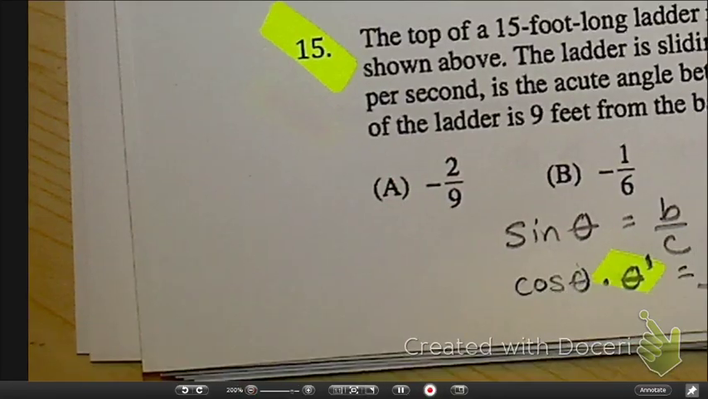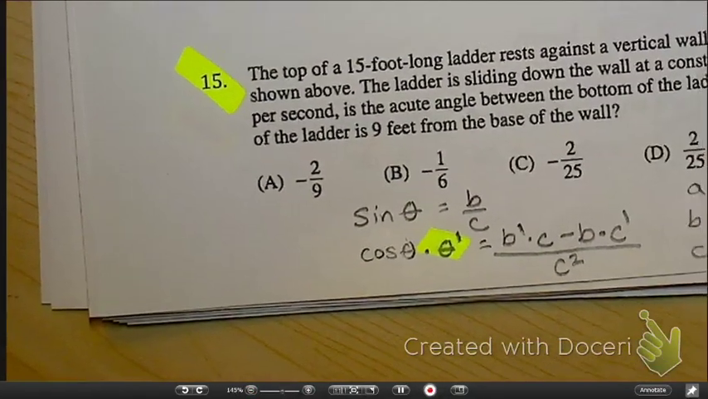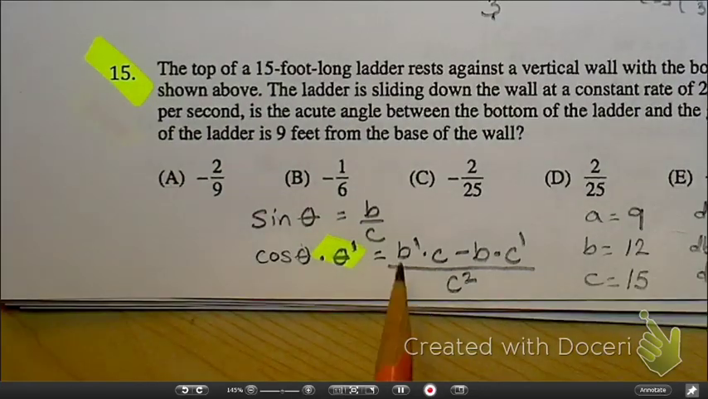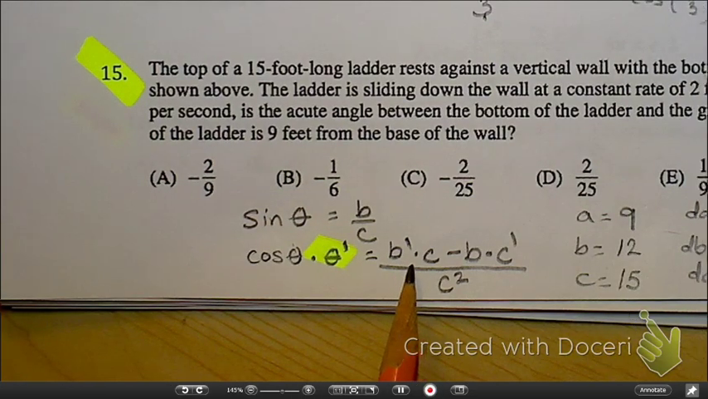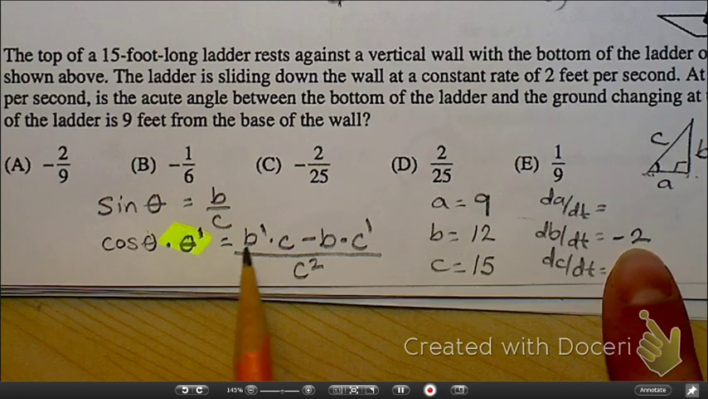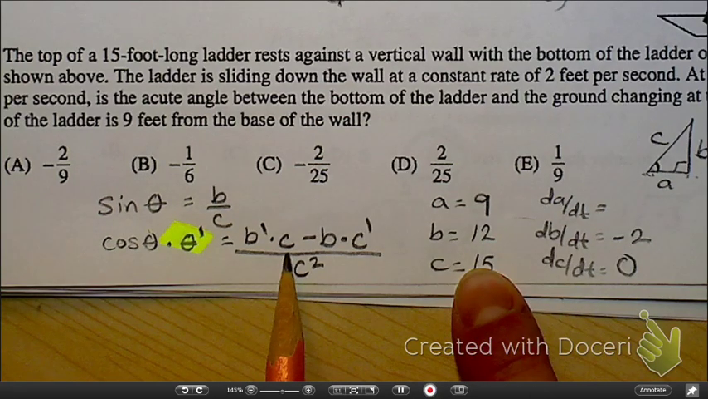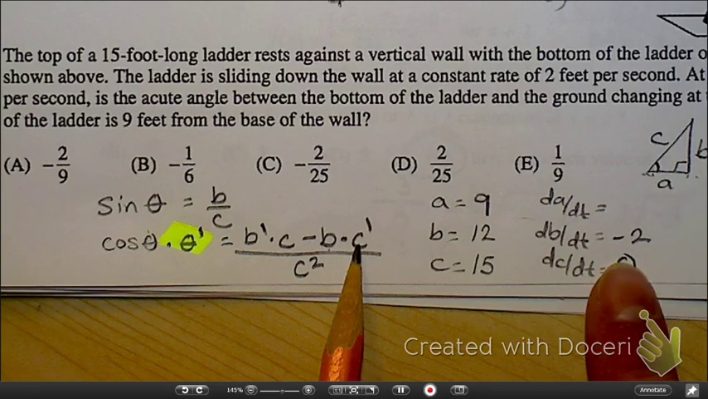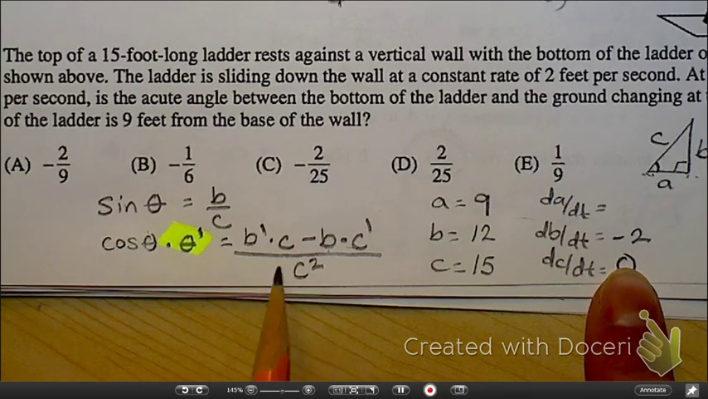All right, we need to know a couple things in order to be able to plug them into this equation. I need to know what b prime is. So we know that b prime is -2. I know that c is 15. I know that b is 12. And I know that c prime is 0. So I'm going to plug all of those things in on the right-hand side.